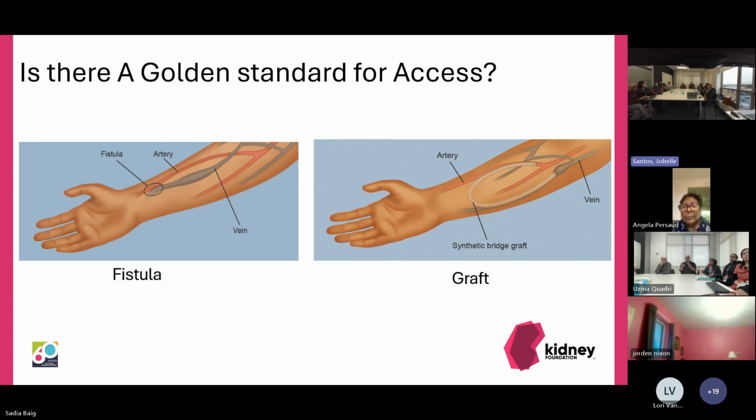On the other hand, if your arteries or veins just aren't quite big enough, or there's anatomical issues, we will put a synthetic material in, okay? And it's still attached to an artery or vein, but there will be a synthetic material between.